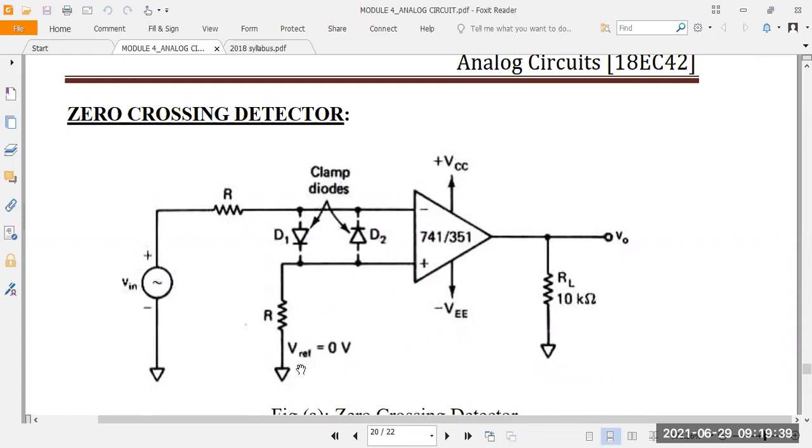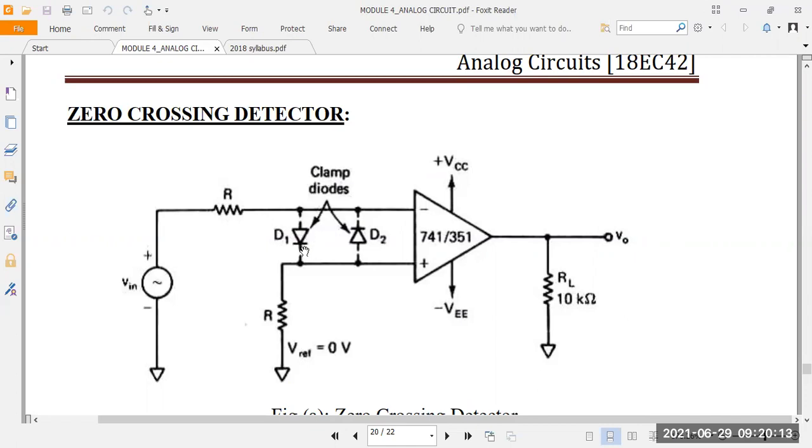Here the positive is connected to V reference and the negative is connected to the V in voltage. They have interchanged the terminals, negative to positive, positive to negative. So the negative is connected to the AC source. The positive is connected to the resistance, and the resistance is connected to ground, so V reference is completely ground voltage, that is zero voltage. Understood? So V reference is a ground voltage or zero voltage.